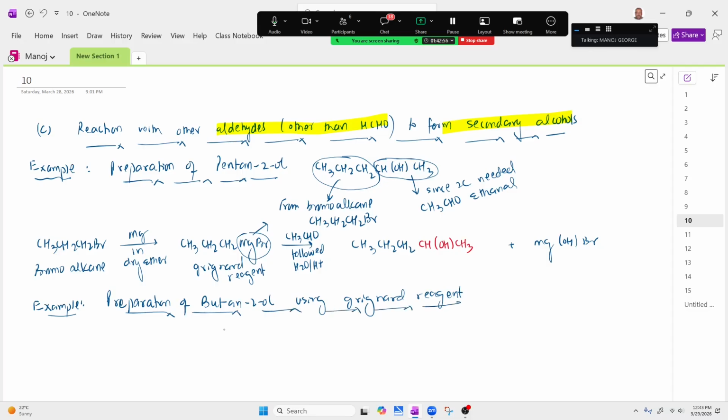Now, because it's a secondary alcohol, I have to use an aldehyde other than methanal, correct? Because butan-2-ol is this. This is butan-2-ol. So now I think it's easy, this bit and this bit. Guys, can you work it out? Kathy, what do you think? So now you know what to do. Why don't you think for a few seconds and figure out the reactants you need, and I think we can just finish this very quickly.